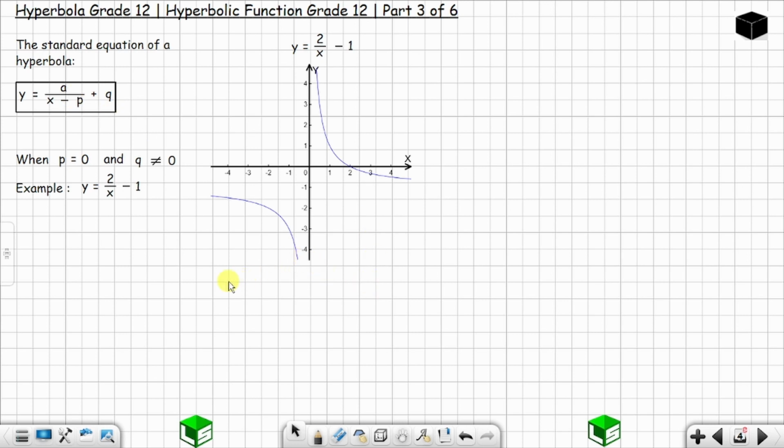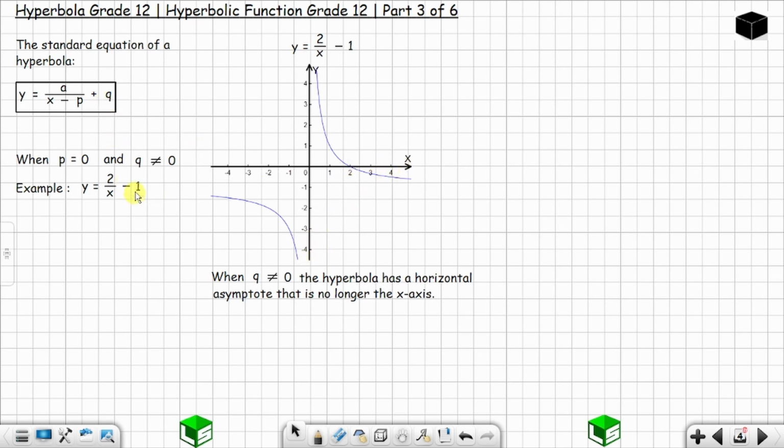Okay, so when the value of Q is not equal to 0, the value of Q is going to tell you what the horizontal asymptote is. But when Q is not equal to 0, in this case you can see Q is equal to -1. When Q is not equal to 0, the hyperbola has a horizontal asymptote that is no longer the x-axis. Okay, so the value of Q is going to tell you what the horizontal asymptote is.